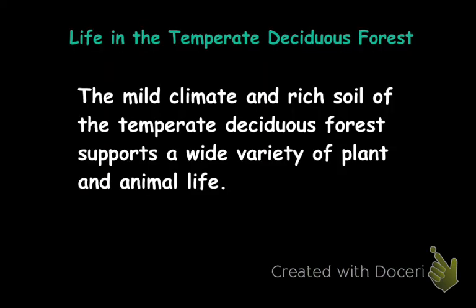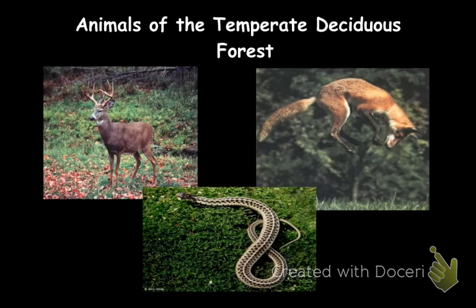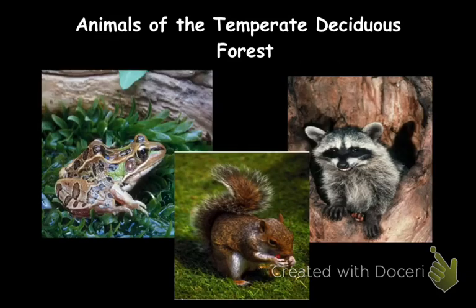We have a lot of good soil for a wide variety of plants, and so you should all be familiar with these plants, seeing as this is where we live. And same with the animals. We've got a lot of amphibians and mammals, small reptiles. You've got the birds, the bear, cardinal. That's our state bird, in case you didn't know. You've got these cute little squirrels and cute little raccoon and a humpback frog.